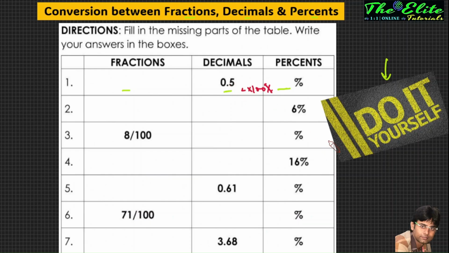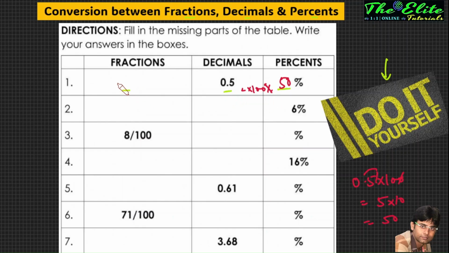So 0.5 multiplied by 100 will give you how much? Now this time when we are multiplying a decimal number by 100, what will happen? This decimal point will move towards the right side. For each zero, one step, okay, or one digit. So now after removing this, it is coming over here. So it will be 5, and then 0 from here, it will be 50. Understand? So it is going to be 50 here. 50% is equal to 0.5.